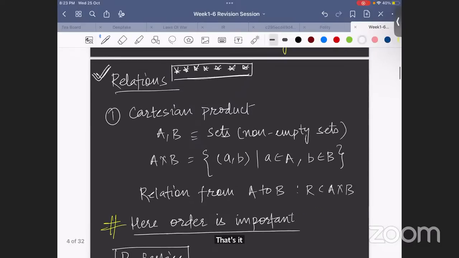And this is most important. If you are not reading anything else and just read this portion, the relation, you'll be able to solve at least 2 out of 3 questions from this week.